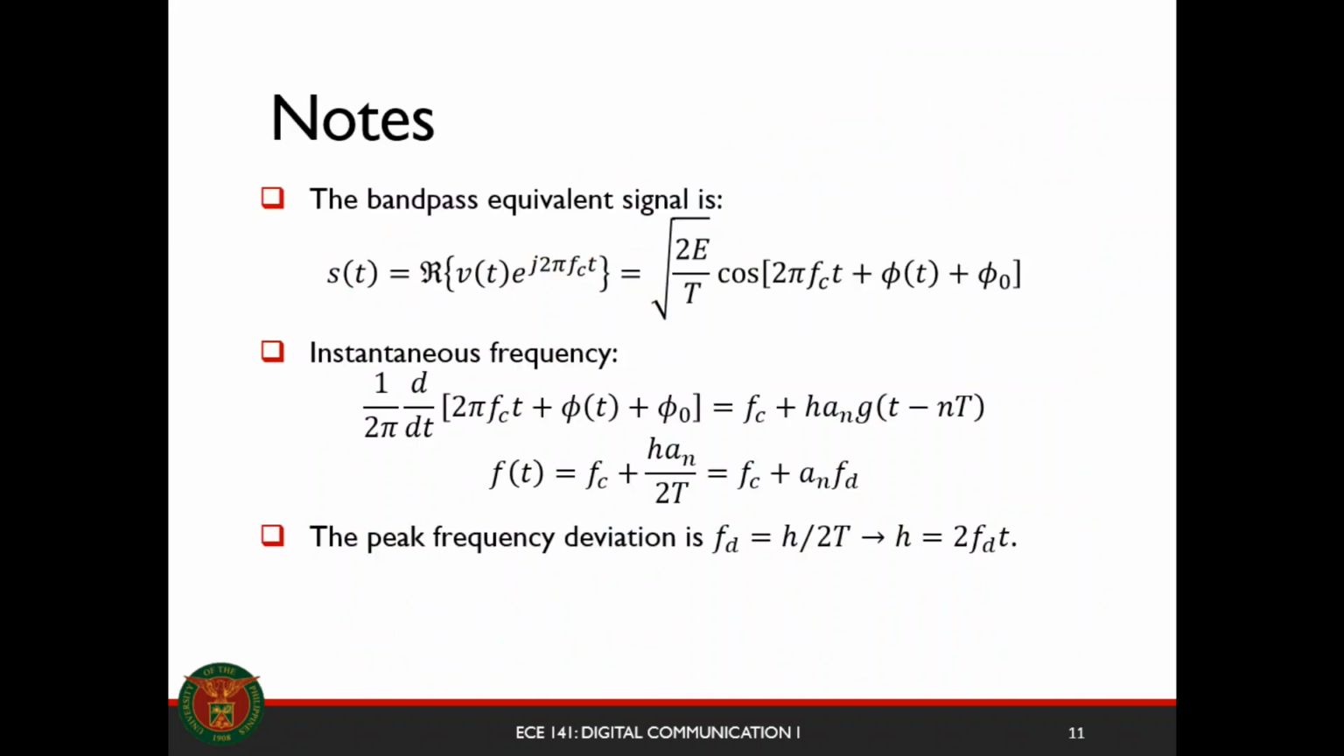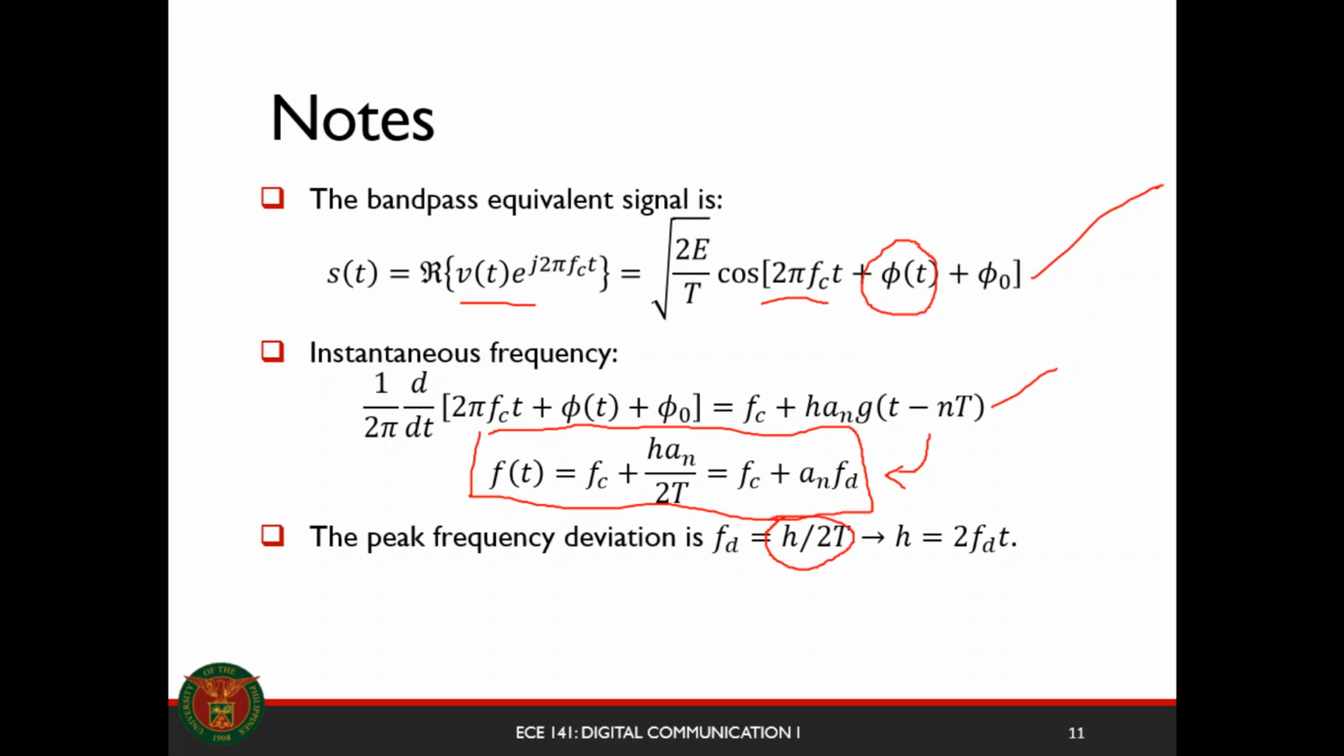So some notes: we can analyze our CPFSK using the equivalent bandpass signal. We considered the complex baseband signal. Its bandpass equivalent is just this, in a cosine carrier. The phase phi of t is inside that cosine carrier. For the instantaneous frequency, you take the derivative of the phase with respect to time and divide that by 2 pi, and you get this expression. Simplifying, it is equal to h over 2T times a sub n. The peak frequency deviation, f sub d, is equal to h over 2T, and you can see that h is equal to 2 f_d T.